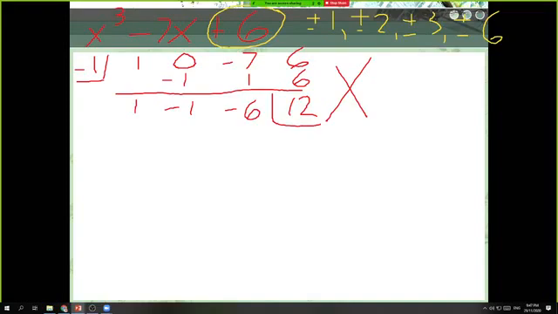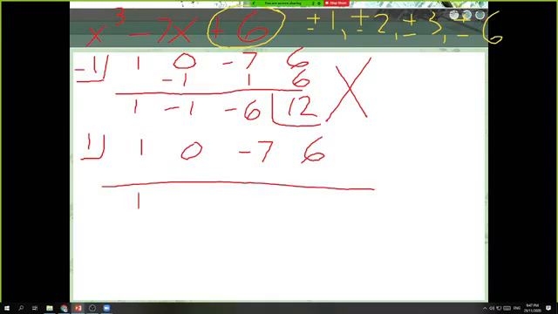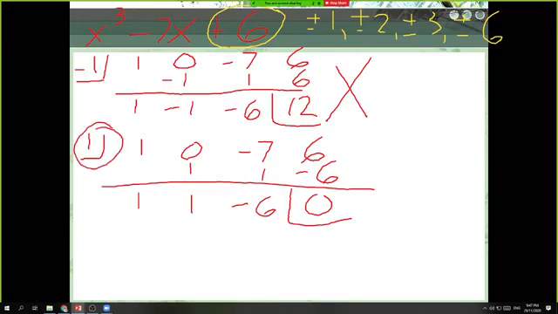So, I will be using positive 1 now. Let's try positive 1. So, this time, it's positive 1. So, 1, 0, negative 7, and 6. So, we now have bring down 1. And you have 1 there. 1. That's 1. That's negative 6. Negative 6. That is 0. So, therefore, how do you write this as a divisor? Diba, you can write that as x minus 1. So, you already have one factor. X minus 1 is a factor.